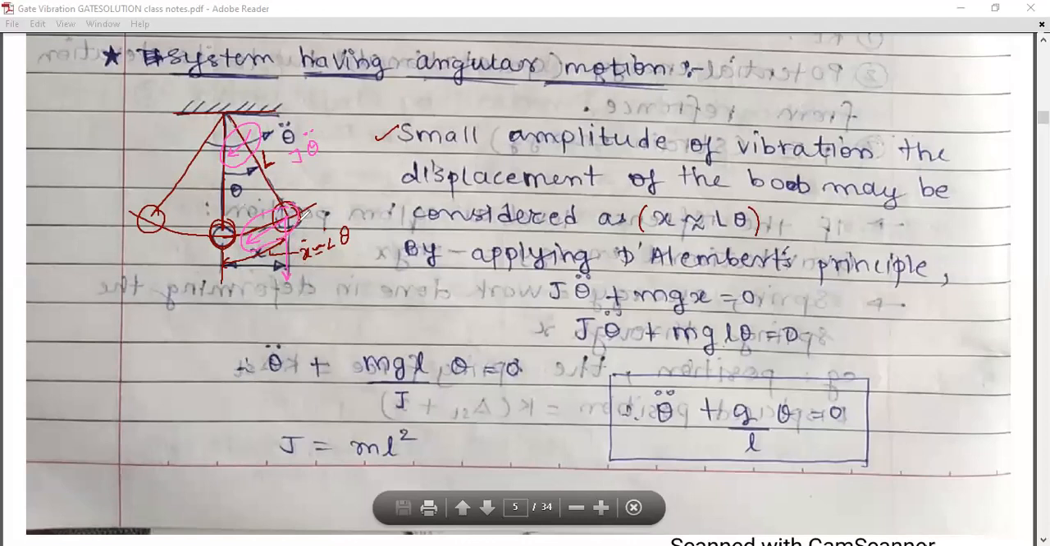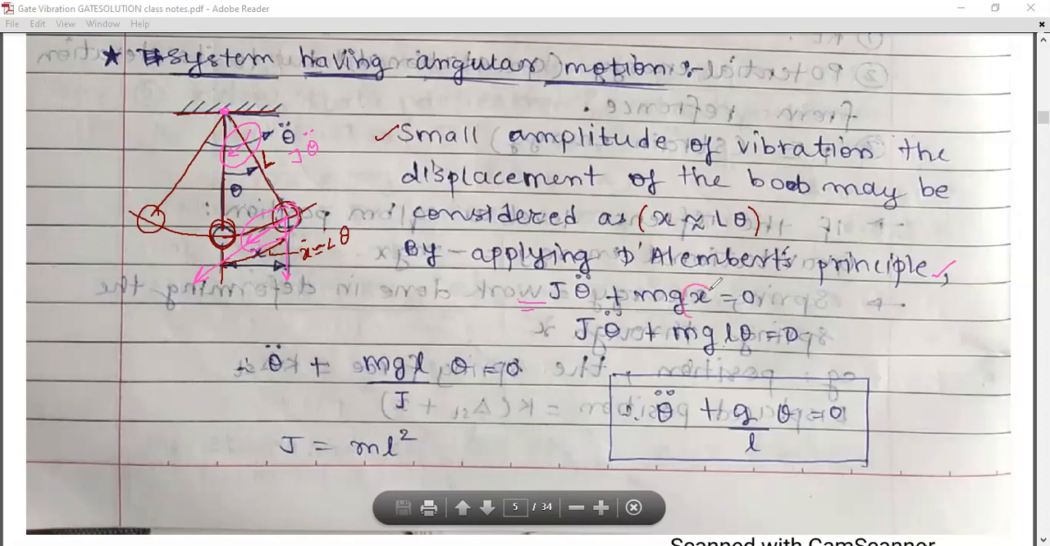So mg into x distance. So at this point, observe the torque that will act. Its magnitude will be force mg, that is the weight, into the displaced position. So with the help of this D'Alembert principle, we can write J theta double dot plus mgx is equal to 0, right?